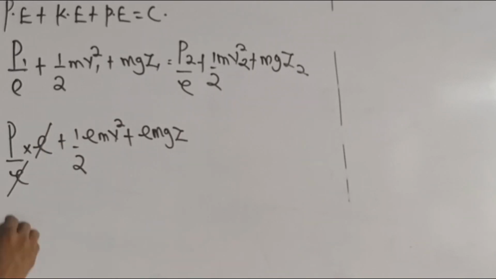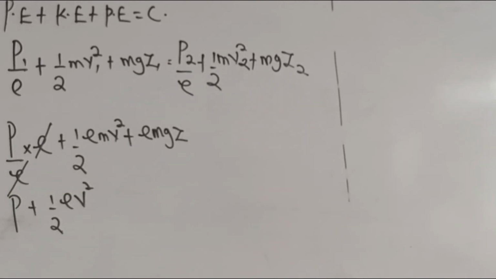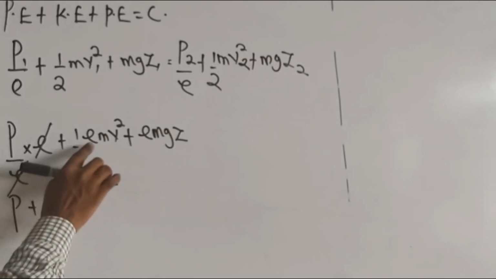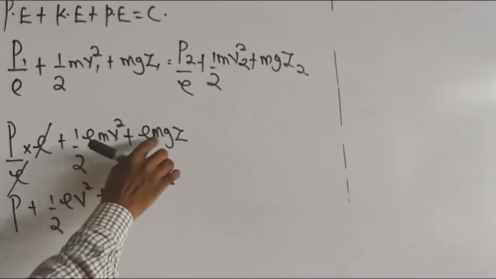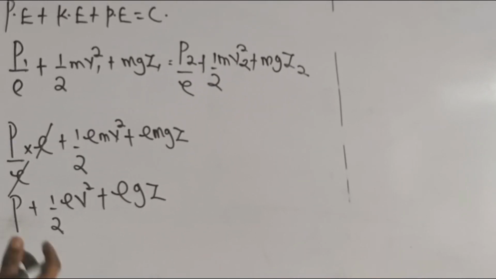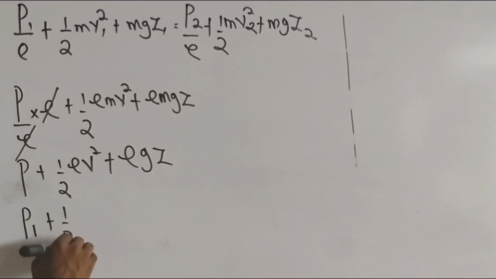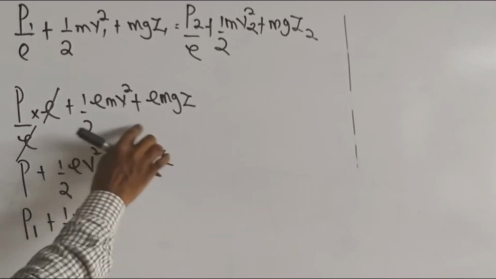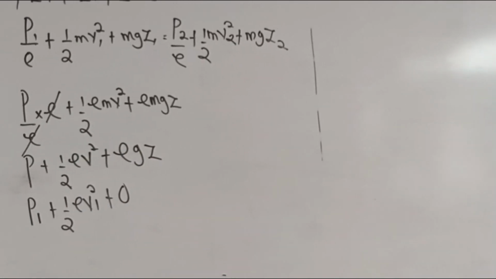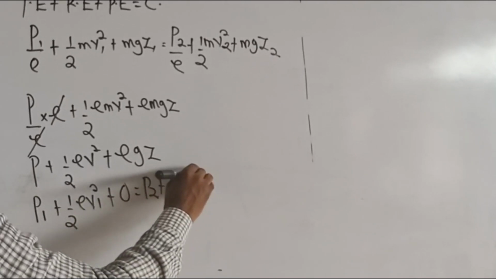So what are we having as expression? P plus 1 over 2 rho V squared. Let's take the mass to be 1, for a unit mass of water flow. Here becomes 1, here is also 1. We now have density, g and z. Since it says the pressure energy, kinetic energy and potential energy is constant, that means we are going to have P1 plus 1 over 2 rho V squared 1 plus, like I said, the height is not given, it's negligible, let's take it as 0, equals P2 plus 1 over 2 rho V squared 2.